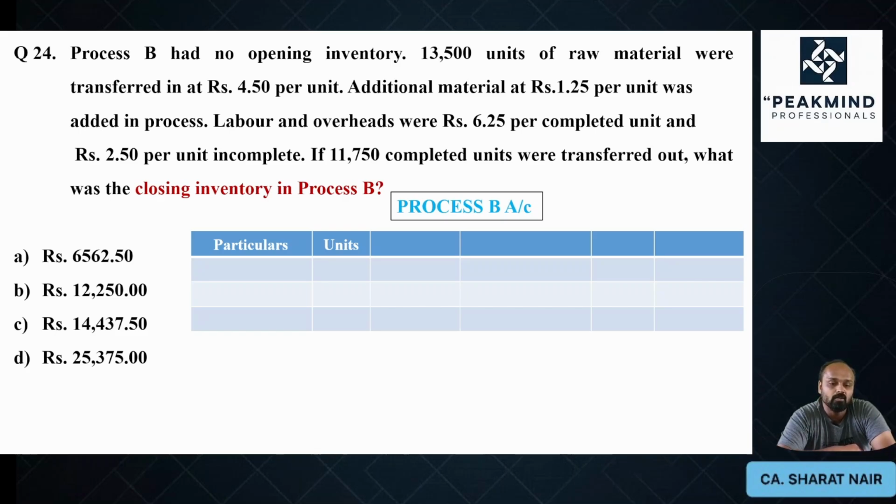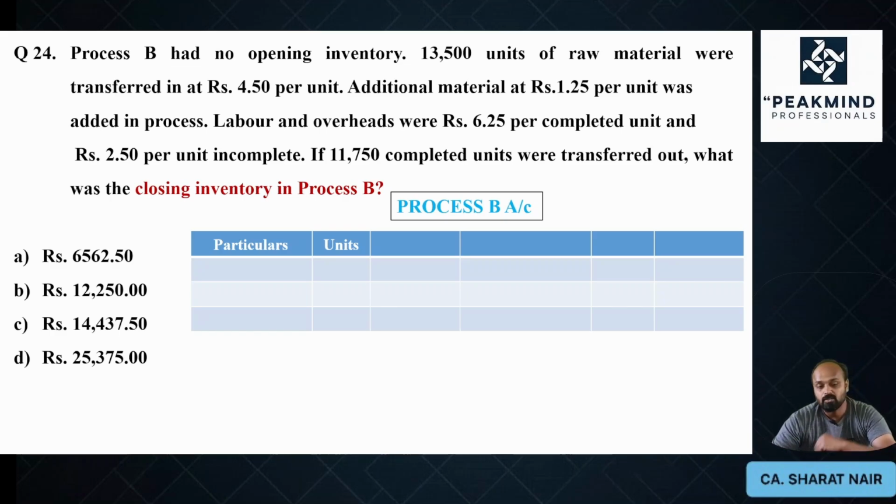Labor and overhead cost was 6.25 per completed unit and 2.5 per unit incomplete. So they are talking about the case of closing work in progress. The labor and overhead is 2.5. The share of labor and overhead is 2.5 for each and every unit which is completed and transferred. Okay, that is 6.25, the share of labor and overhead costs.